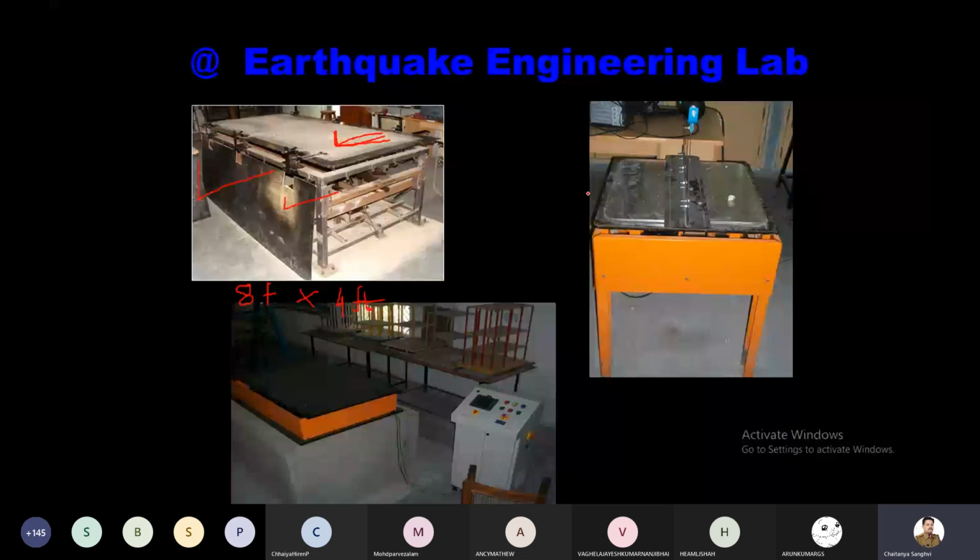So basically, the shake table we developed earlier is a very low frequency shake table, and we said that okay, we are going to develop a high frequency shake table, right? And therefore, we have developed another shake table. This is the high frequency shake table, where you can apply 15 hertz frequency, right? So we have developed it with the help of the Gujarat Council of Science and Technology grant.